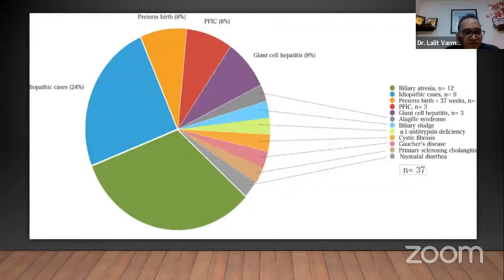This is a small study from India only. If you see, N is equal to 37. Of course, biliary atresia is there as green. You have idiopathic cases where we don't find anything, whatever workup you do. Preterm birth will have deranged LFTs. PFICs are coming up. A lot of these PFICs actually were placed in the biliary atresia group. When we did not have much knowledge about PFICs, most of these ended up as biliary atresia patients. Then we have allergies, some biliary sludge, alpha-1 antitrypsin defect. We have cystic fibrosis, Gaucher's, and neonatal diarrhea can also cause this.